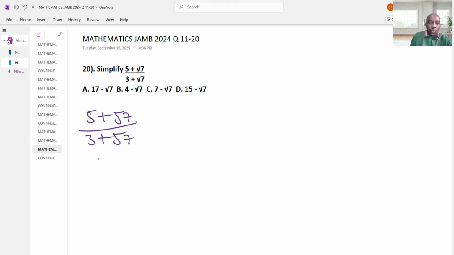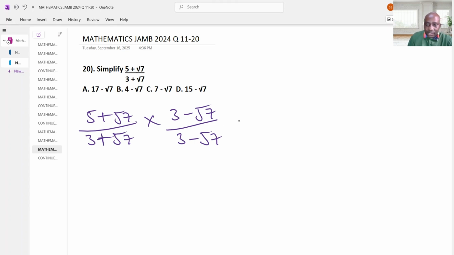Now, if you want to solve this question, you look at the denominator. You will use the denominator to multiply the numerator and the denominator, but you are going to change the sign here, which is plus. If you see plus there, you change it to minus. If it is minus, you change it to plus. Therefore, 3 minus square root of 7 over 3 minus square root of 7.